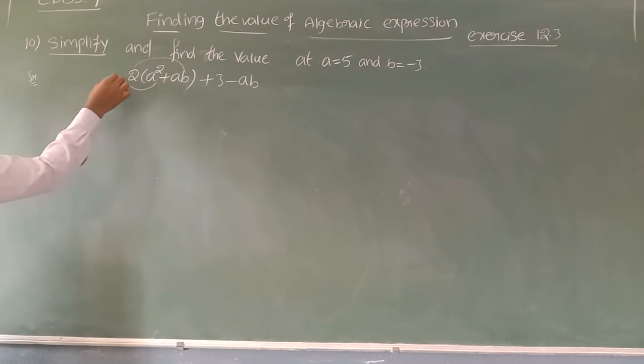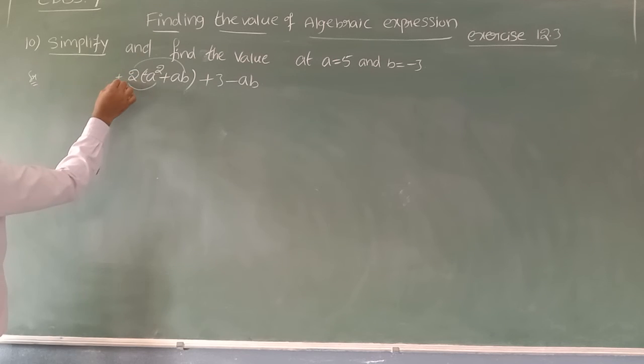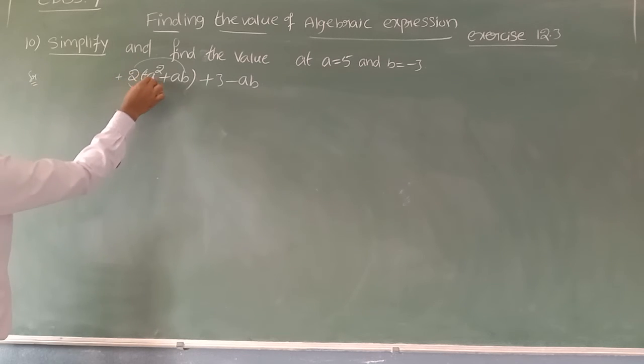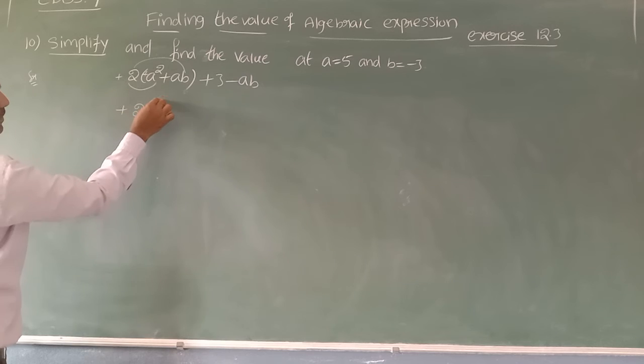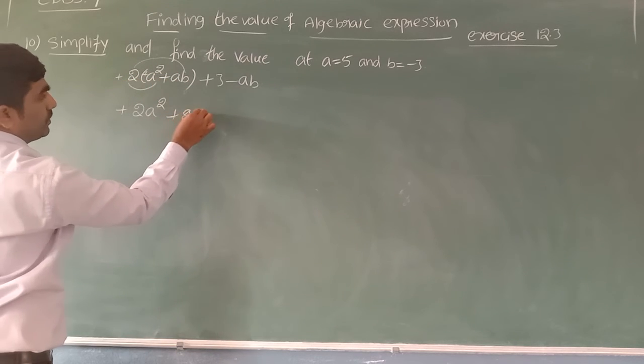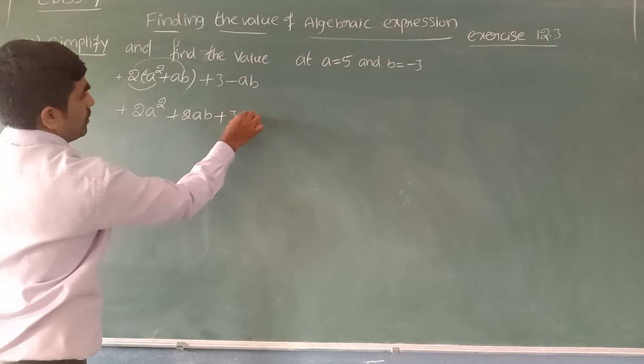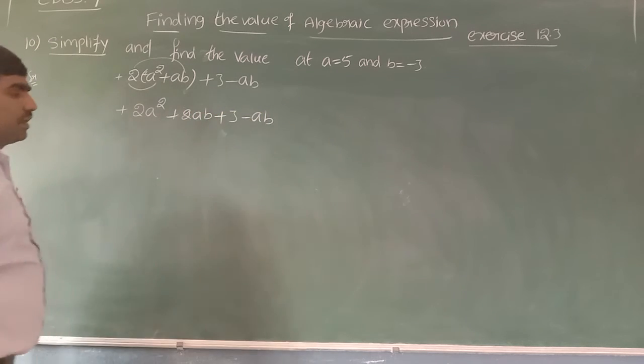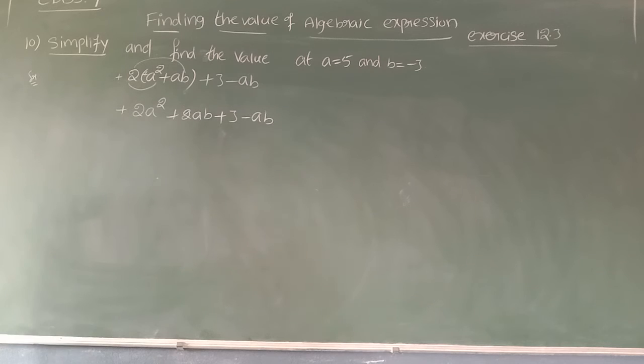First multiply the symbols. Here no symbol means plus, no symbol means plus. Plus into plus is plus, 2 into a², 2a². Now plus into plus is plus, 2 into ab, 2ab. Plus 3 into minus ab. Now if any like terms are there, write them together and simplify.